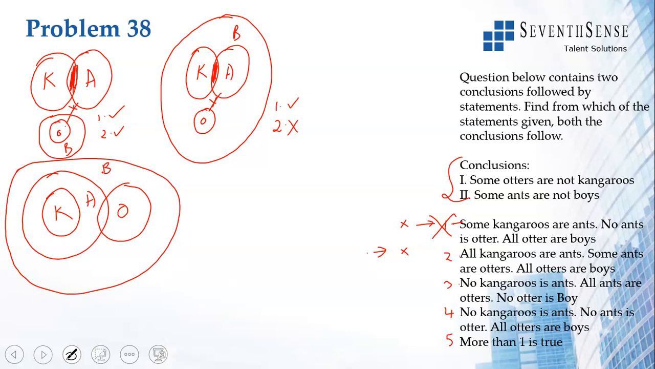So let us look at the first conclusion. Some otters are not kangaroos. Yes. We have some otters which are not kangaroos. The first conclusion is correct in this basic diagram for option 2. Some ants are not boys. That is not correct. So the second conclusion is not valid in diagram 2. Hence, this is not the answer.